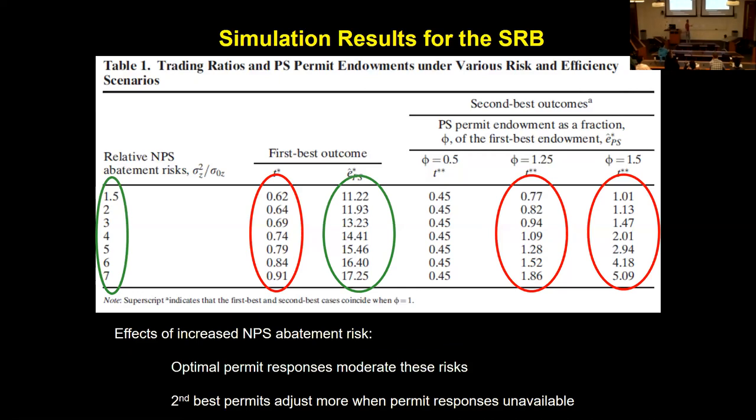The reason you don't see T increasing so much in the first best outcome is because of this permit response. You can see as the ratio of the risk increases, the permits respond and get larger, as we showed in that graph before. And that's having an offsetting effect, so that the T doesn't have to do as much.